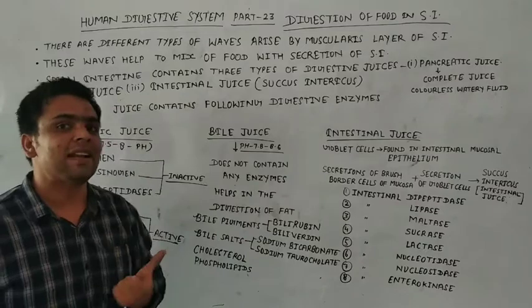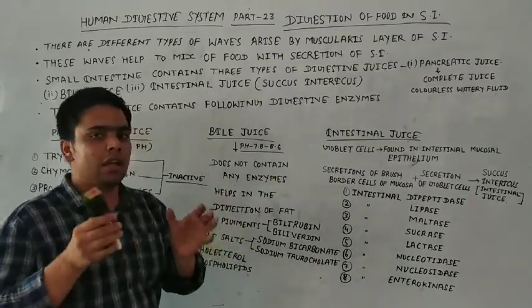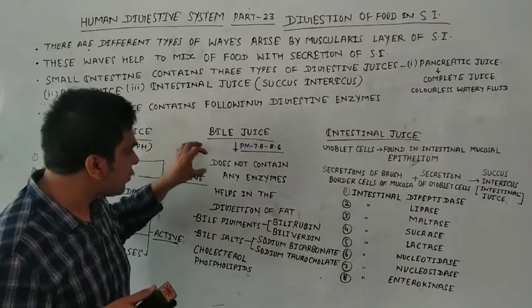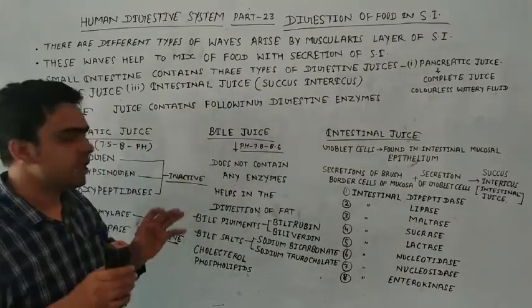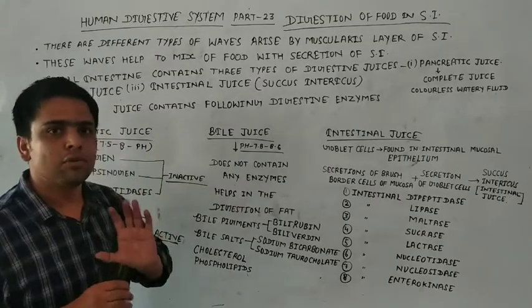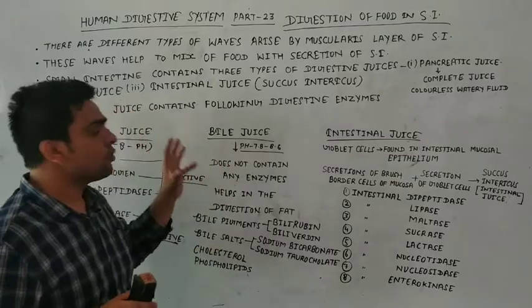It plays an indirect role in the digestion of fat. The digestion of fat does not occur directly through bile juice, so it does not contain any type of enzyme. So it is called an incomplete juice.